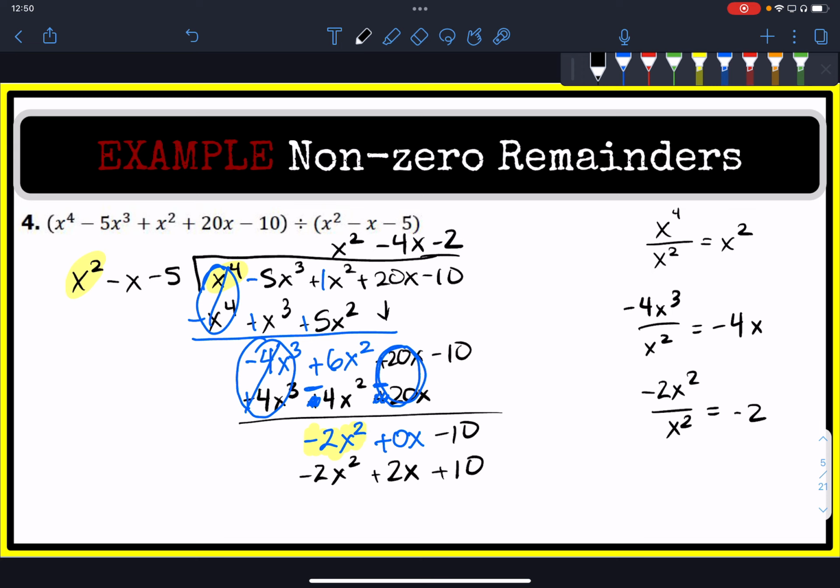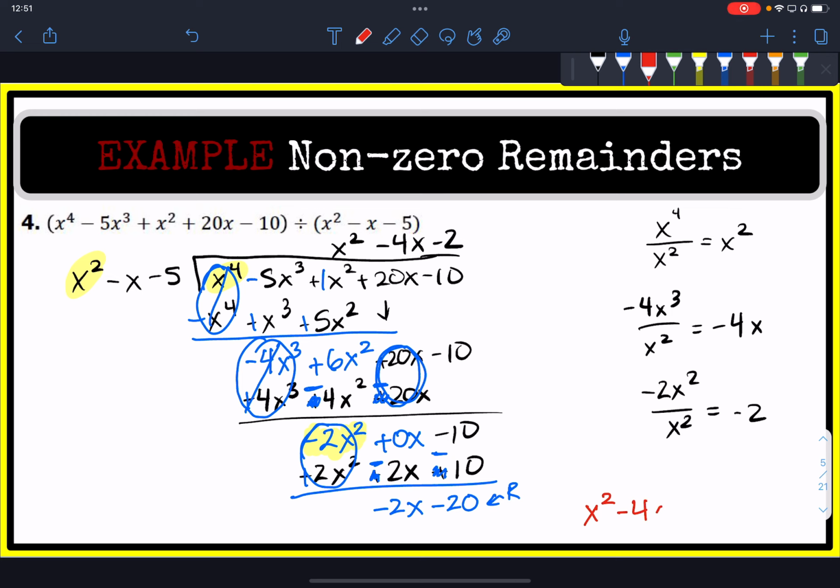Switching our signs, this becomes positive, this becomes negative, this becomes negative as well. We can combine our like terms. This adds up to 0. This is going to add up to negative 2x, and this adds up to negative 20. So we have a remainder here of 2 terms, but it's done the exact same way. So our answer is x to the second power minus 4x minus 2.